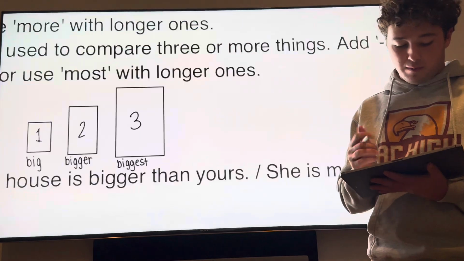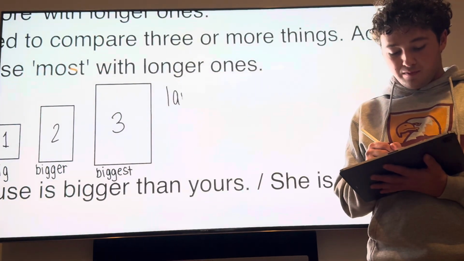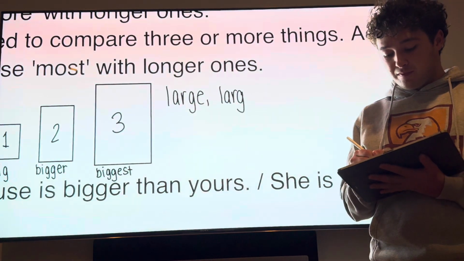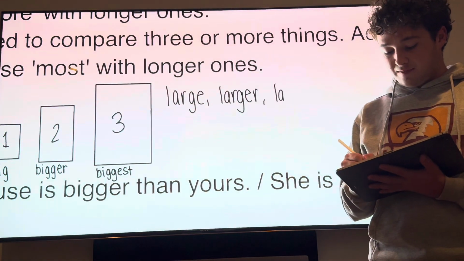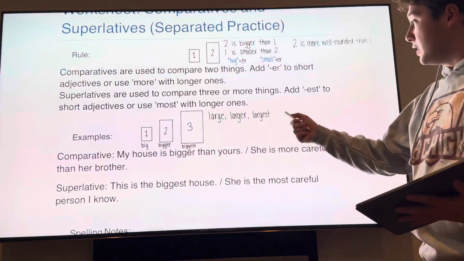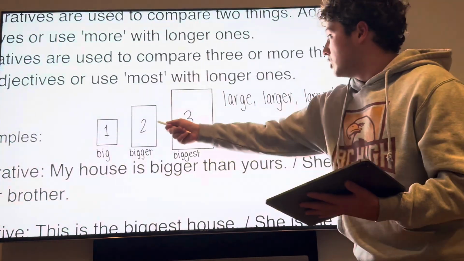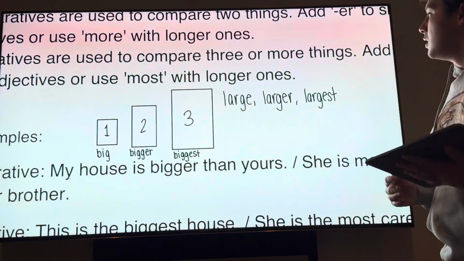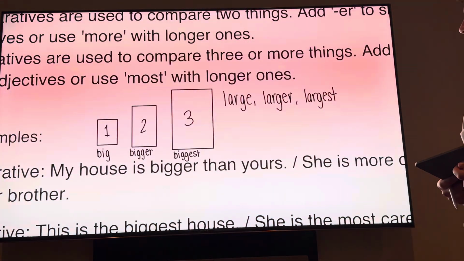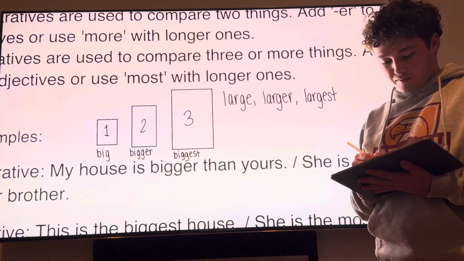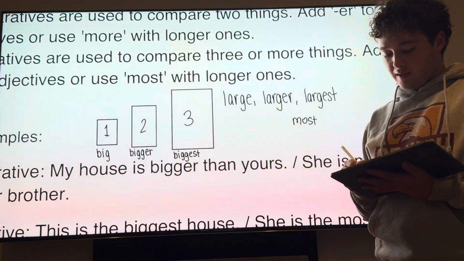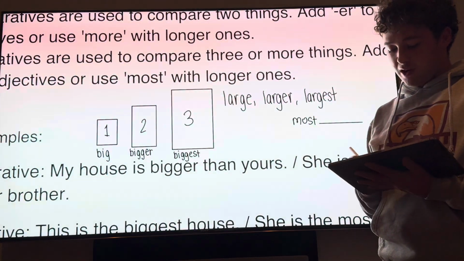Technically, the better way to do it would be to say large, larger, and largest. These 3 are large, larger, and largest. Now, if you wanted to say something different, you could say it is the most, and then a long word for number 3.